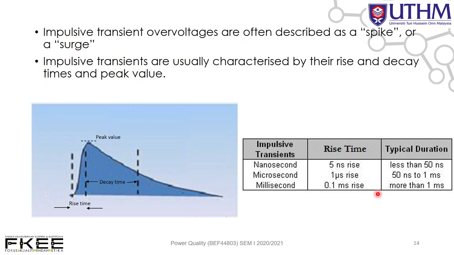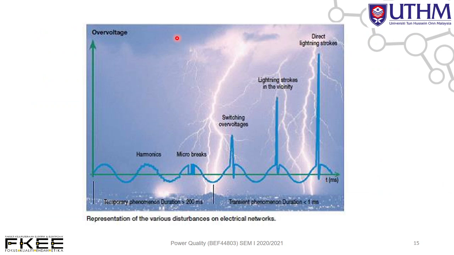This impulsive transient can be caused by lightning. This is the example illustration. Let's say we have a lightning, for example. This is voltage, this is time. This is a normal voltage. Maybe we have a harmonic at this period. Micro breaks here, and then maybe we have switching of a large load. Of course we have over voltage, suddenly increasing in maybe milli or microsecond, and then maybe here we have a lightning.